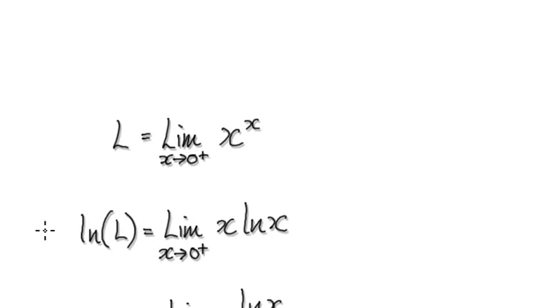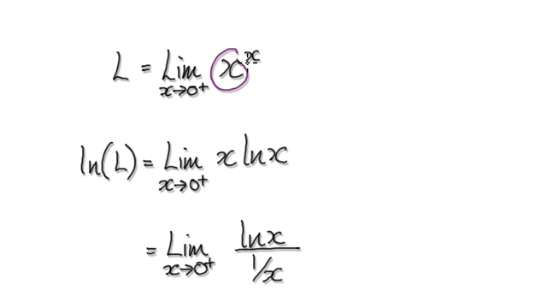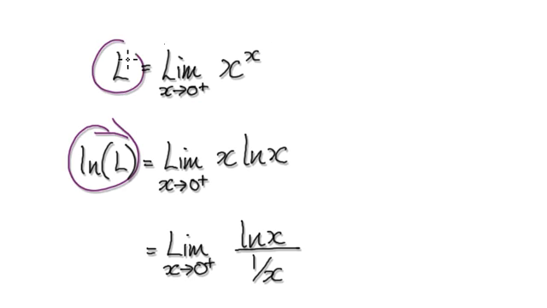Okay, so to do this, let's just say the limit of x to the power of x as x tends to 0 from the positive direction. Let's just say the limit is capital L. So we're trying to seek capital L. Now take the natural log of both sides. That will then give you this.